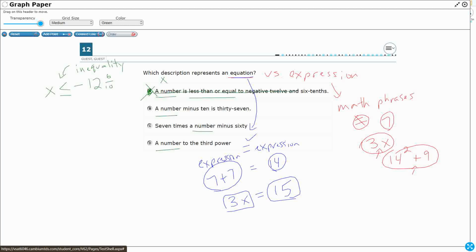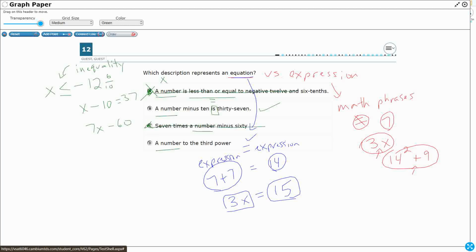B: a number, x minus 10 is, there we go. That's an equal sign right there, 37. x minus 10 equals 37. That's got an equal sign. Let's check out C and D to make sure they're wrong. C: 7 times a number, so 7x minus 60. See, this is an expression because it doesn't equal anything. It's just a phrase. So that's a no.